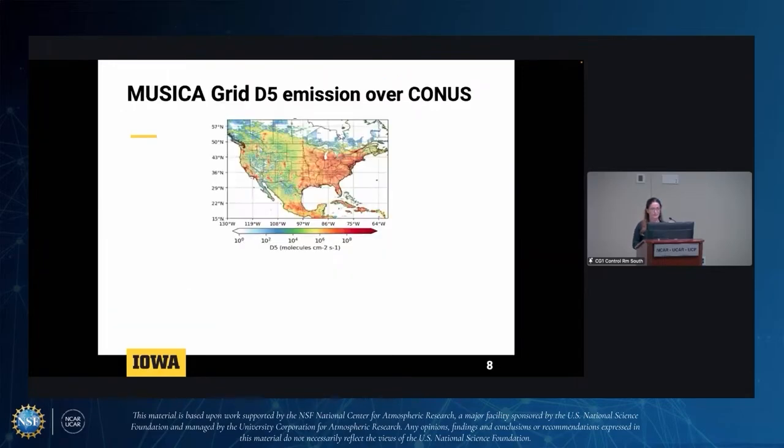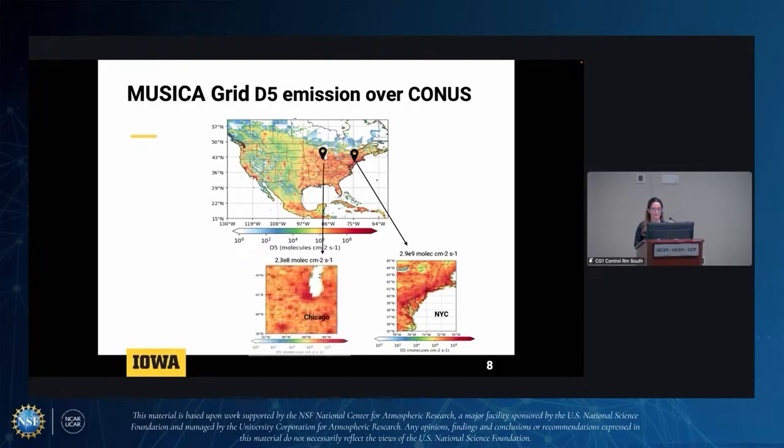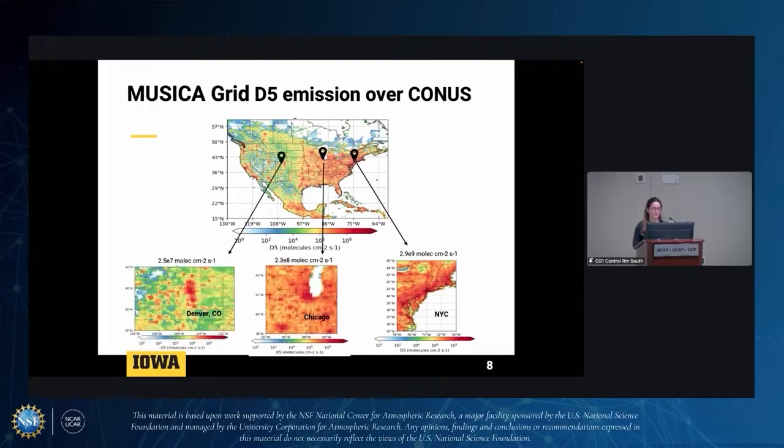Here is the zoom of D5 emission over CONUS. You can see the pattern of the hotspots in the CONUS is mostly over the urban areas with high population density. For example, New York City is one of the hottest spots over CONUS, compared to Chicago. And I also included Denver, Colorado emission. You can see how it correlates with the population map.